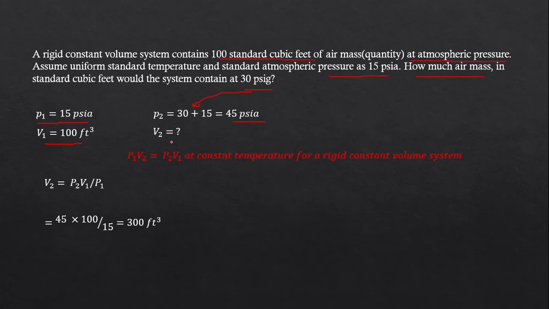So for calculating it, we have the formula for constant temperature, as the question talks about. Assume uniform standard temperature and standard atmospheric pressure, temperature, and a constant volume system. From this formula we need to find V2. If we move the other parameters to the other side of our equation and just calculate the formula, putting the numbers in, we understand V2 is 300 cubic feet.